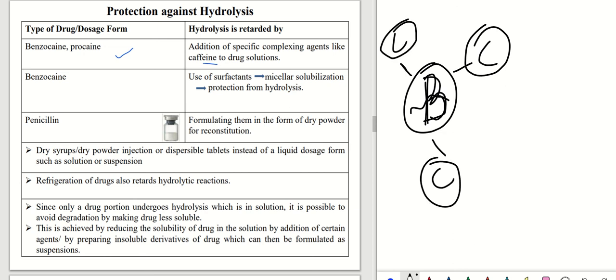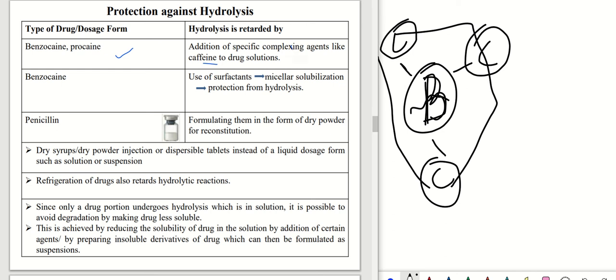a network. Now, when this is exposed to such kind of environment, this complex will act as a protective shield and thus protects the benzocaine or procaine from being hydrolyzed. So, use of complexing agents. And again, we can make use of surfactants also.